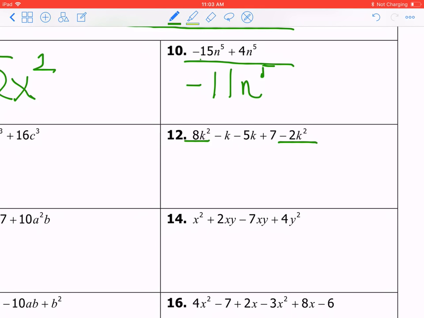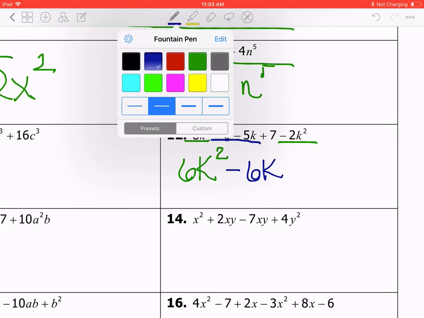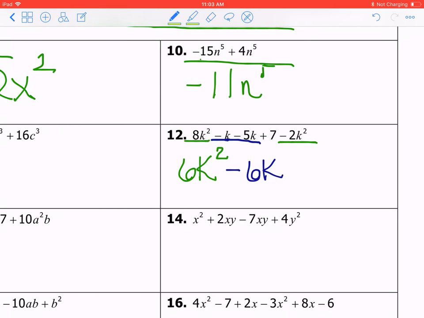Those are like terms because they're both squared. 8 minus 2 we know is 6. Leave the exponent alone. From there, we're going to combine the k's. So we have negative k minus 5k. They're both negative, so you add them to get negative 6k. And then there's only the one constant of the positive 7, so it's going to be plus 7 at the end.